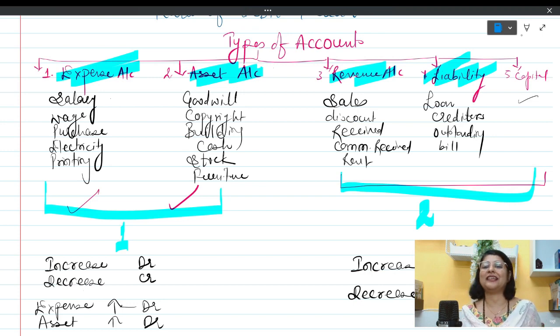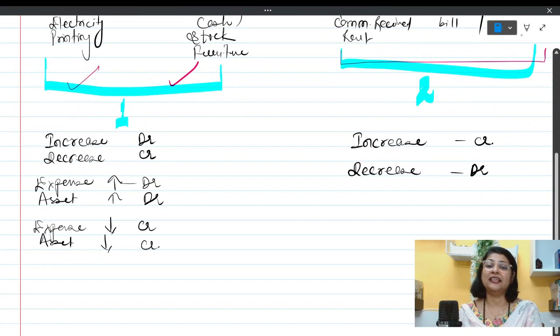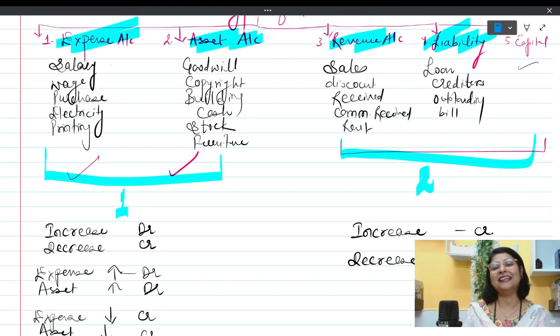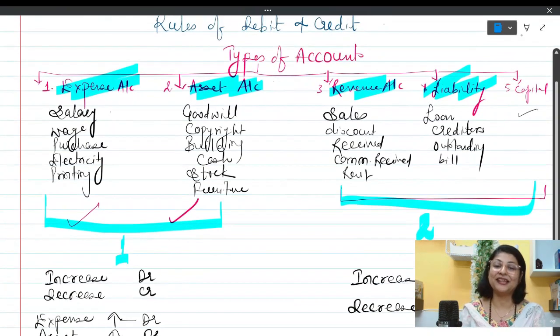And capital is capital. When we talk about the rules, these are the rules: the increase in the asset account and expense account will be debited and decrease will be credited. Whereas in these three accounts, group number 2, where we have revenue, liability, and capital, the rule is any increase will be credited and any decrease will be debited. So we are done with the first step, students, where we have to identify the accounts and apply the rule of accounts.